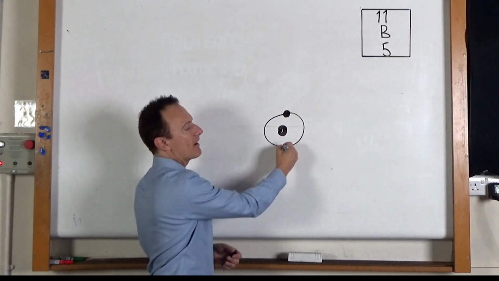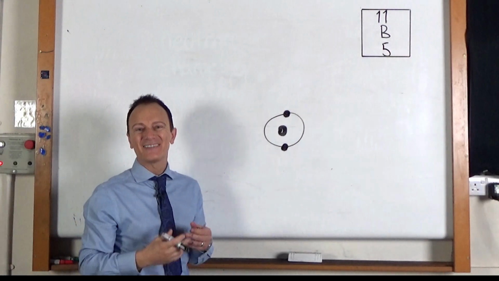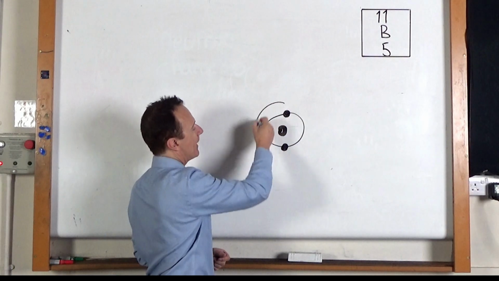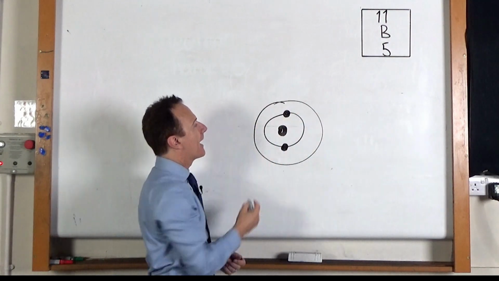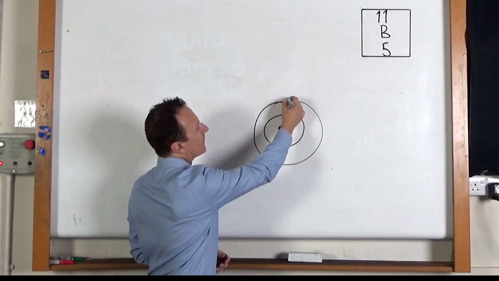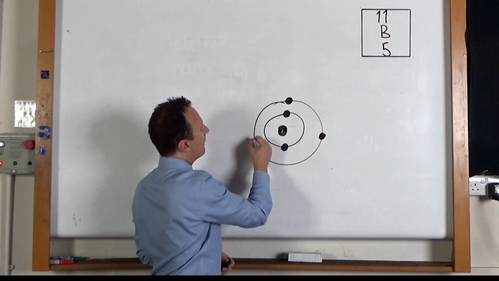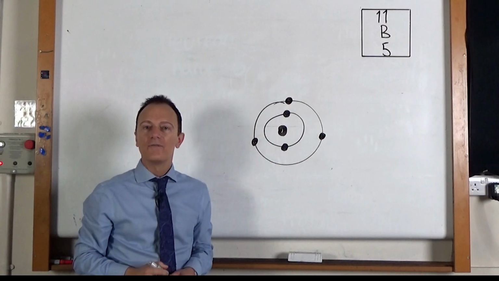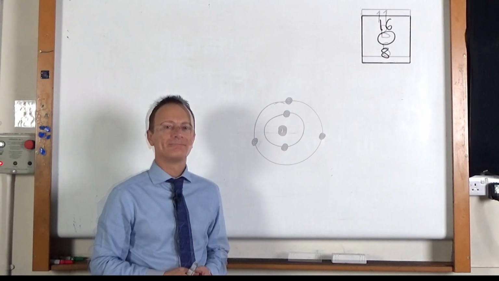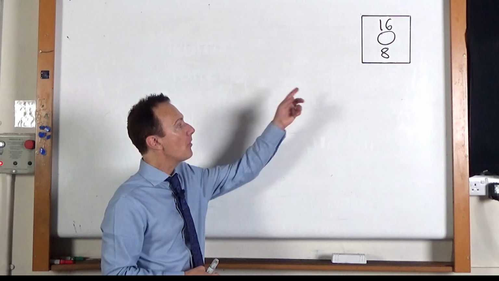That shell is now full, so I need to draw a second electron shell. And I'm going to put 3 electrons on that shell, so that altogether we've now got 5 electrons for the boron atom. Let's look at another example, oxygen.